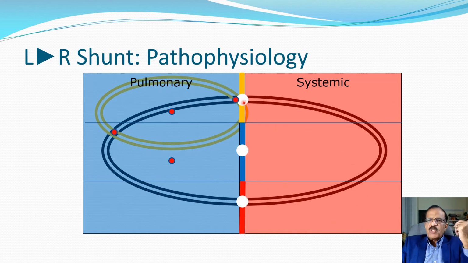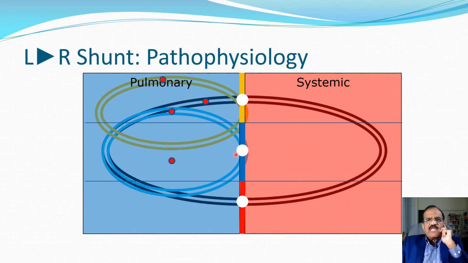So there will be shunting of blood from the left atrium to the right atrium, and from right atrium it will go to the right ventricle, pulmonary artery and lungs. So pulmonary circulation here is more than systemic circulation. How much more? This would depend upon the size of the shunt. It could be 2 times, it could be 3 times, it could be 4 times. So depending upon the size of the shunt, the pulmonary circulation will be more than the systemic circulation.